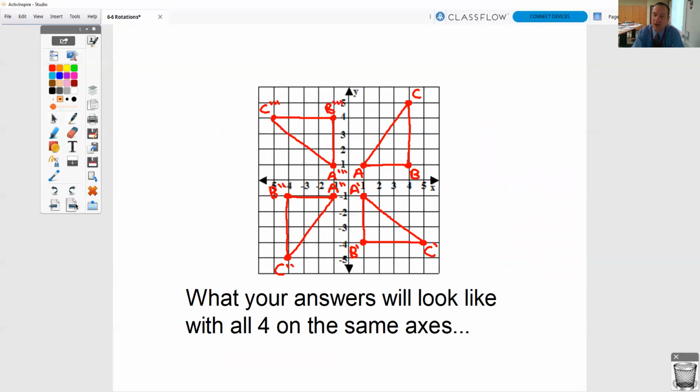On your homework today, you're going to graph all 3 of those on the same one. So you're going to have your original picture. All right, let's say that this was our original picture. This was our 90 degrees clockwise rotation, because we moved 1 quadrant clockwise. This was our 180 because we moved 2 quadrants, 1, 2, or we could go 1, 2. And this was our 90 degrees counterclockwise.